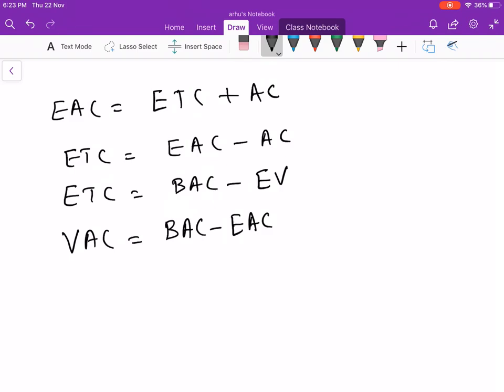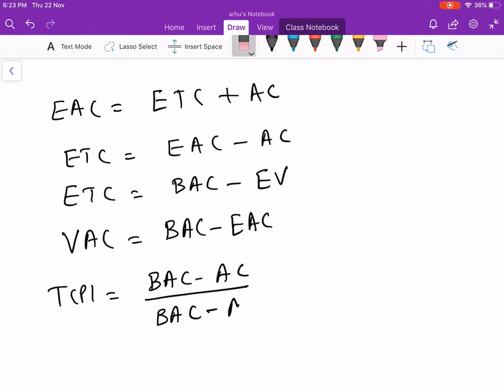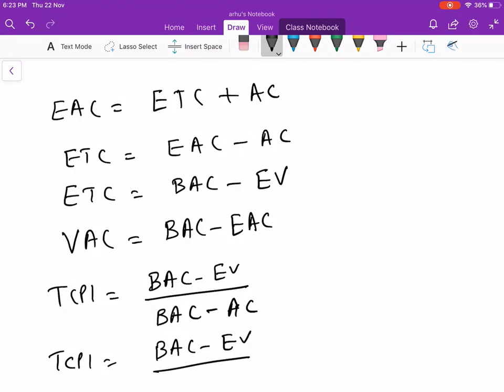The last two formulae are the to complete performance index, TCPI. In terms of budget at completion, it would be the work remaining, budget at completion minus earned value, divided by the fund remaining. In terms of the actual budget, you have BAC minus EV for the work remaining, and the fund remaining is BAC minus AC. In terms of estimate at completion, TCPI will be equal to budget at completion minus earned value divided by estimate at completion minus earned value.